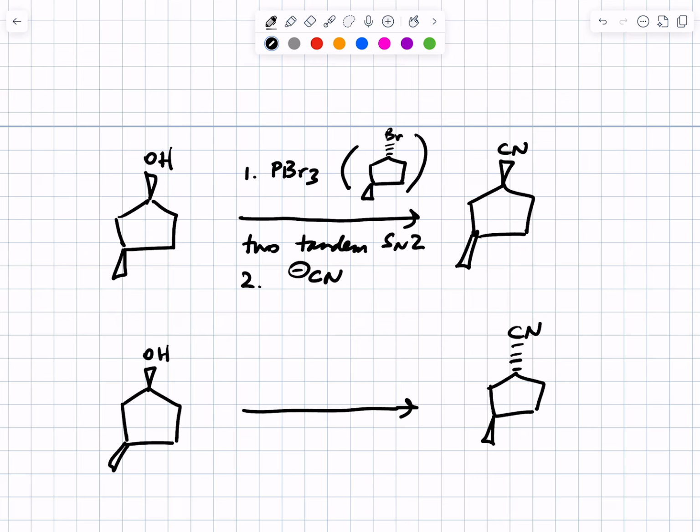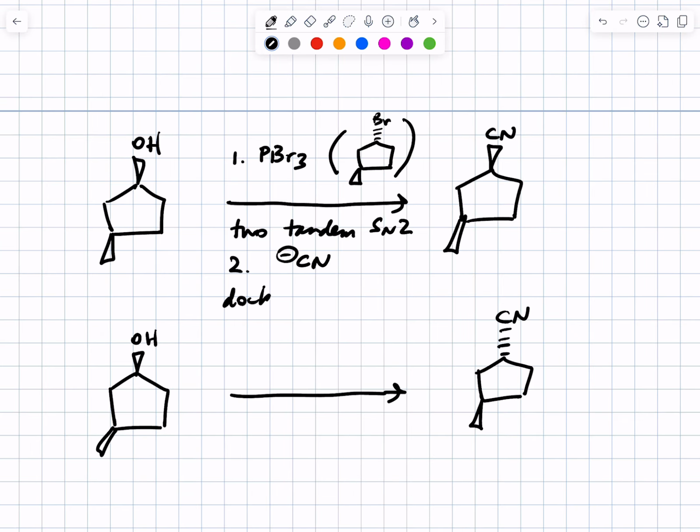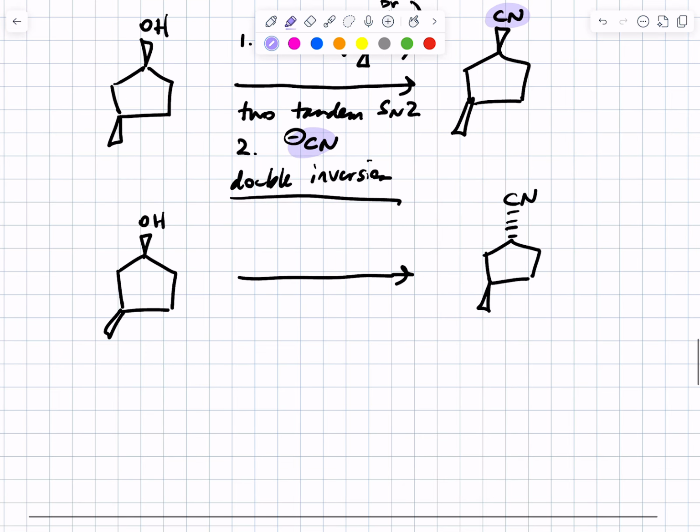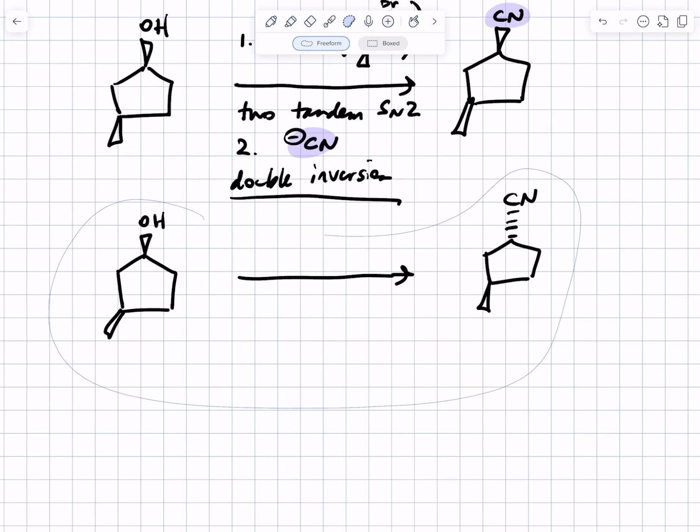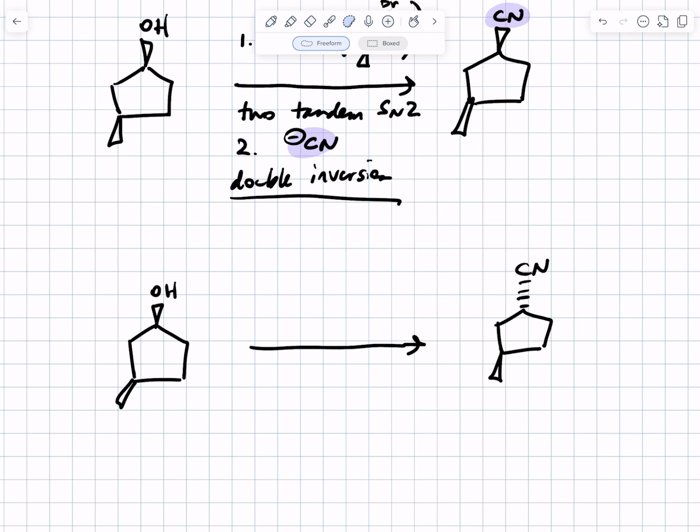Switch to the bromide with inversion of configuration, then add another nucleophile, and then do inversion of configuration again. You could call this the double inversion strategy. And it looks like double inversion looks like retention of configuration, right? The nucleophile, the thing that we replaced OH with, ends up having the same wedge type stereochemistry.